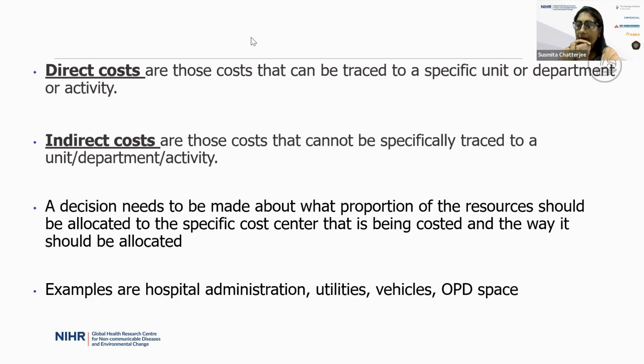Now, we are not going to calculate everything. Suppose we are calculating only one thing, the NCD clinic. So I have to figure out, what is the person's time for the NCD clinic only? That is what is called shared cost. And I think in cost analysis, that's the most challenging thing to do.